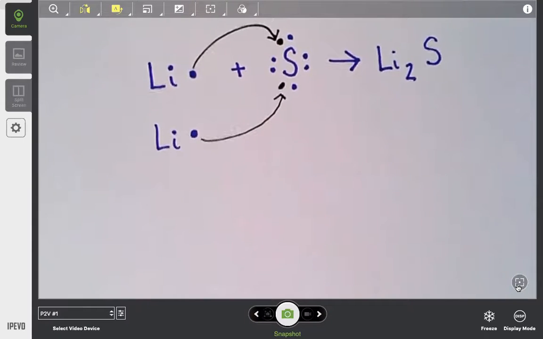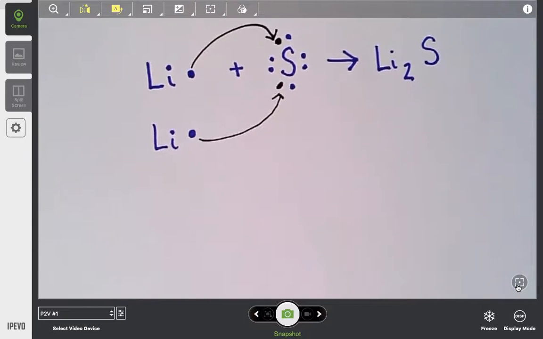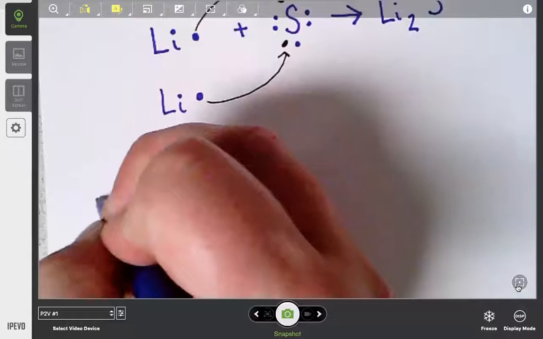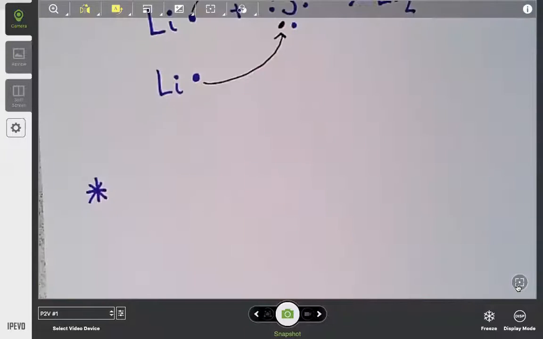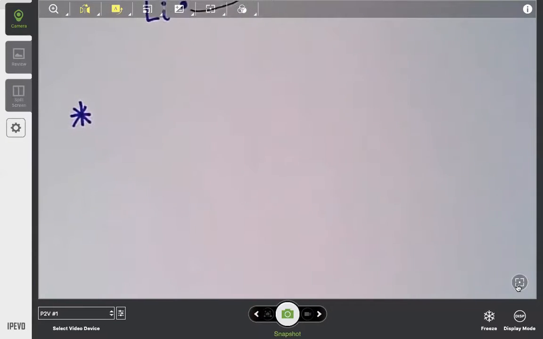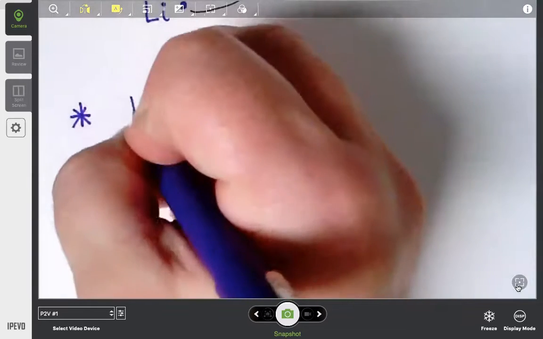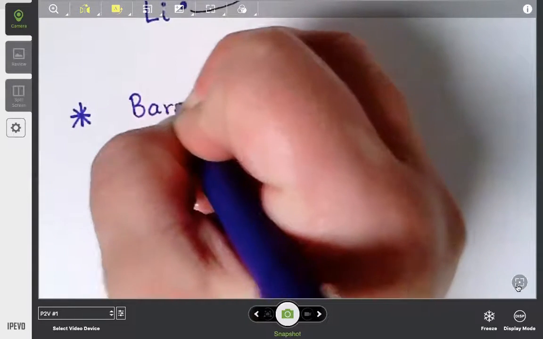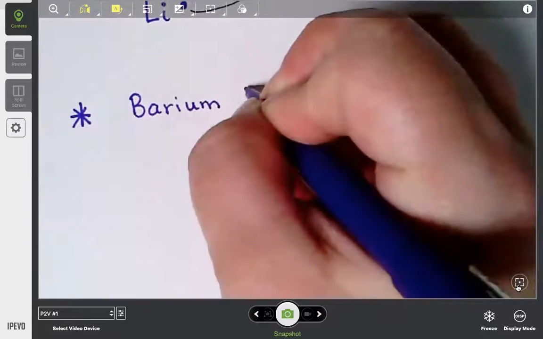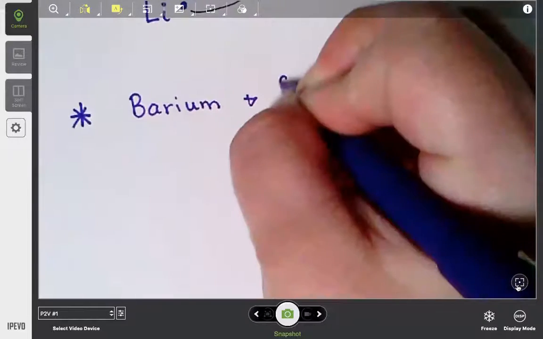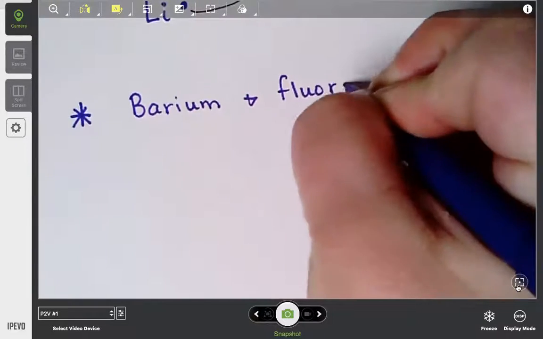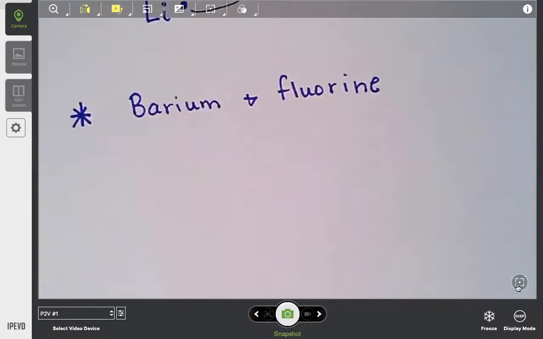All right, let's give you one to try then. You try this one at your desk and just see if you can write the correct formula. Let's do barium and fluorine. I'm going to give you a minute to work on those and see if you can write the correct transfer and formula for barium and fluorine.